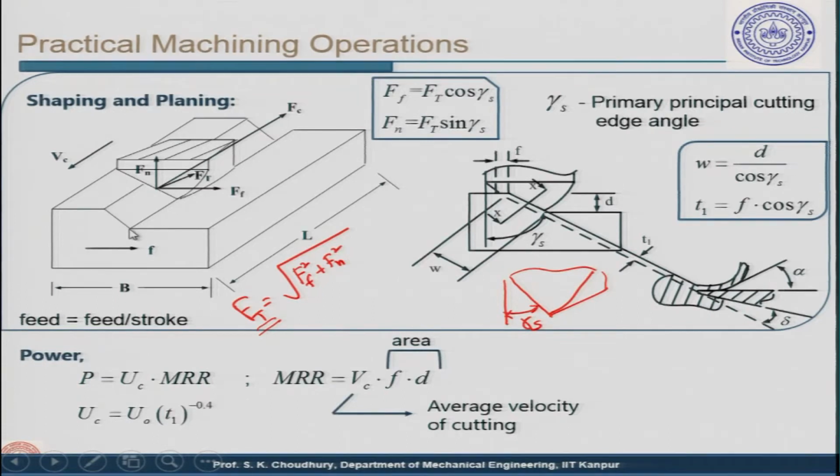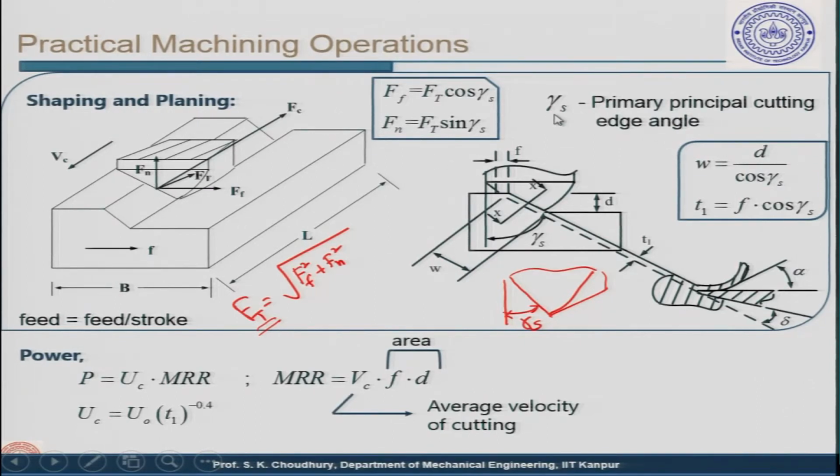Because if it moves here, the transient surface will be shifted to another place, here, and at the end the transient surface will vanish, and the entire surface will be the flat surface. So, therefore, it is called the transient surface. So, Ft is actually perpendicular to the transient surface, this surface. So, Ff is given by Ft and the cos of gamma s.